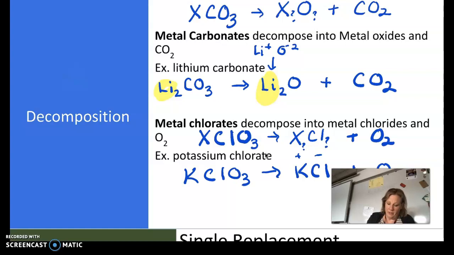The previous one was balanced. This one needs to be balanced. So I'm going to try to get 6 oxygens. And then I would need to get 2 potassiums and 2 chlorines.